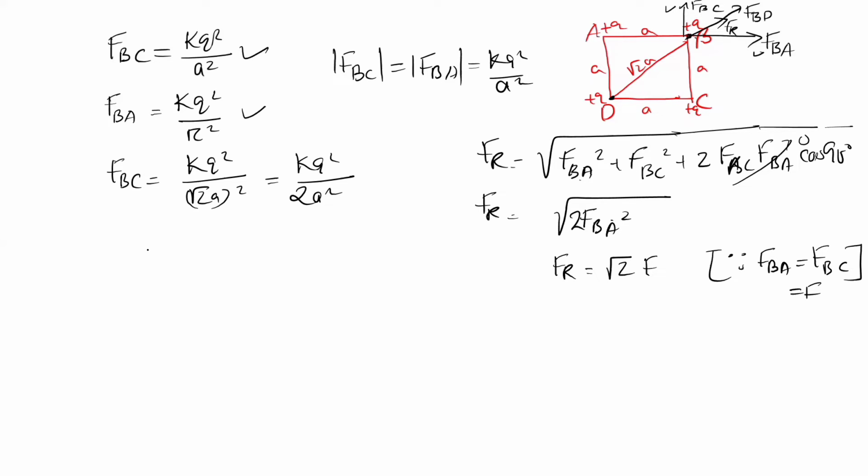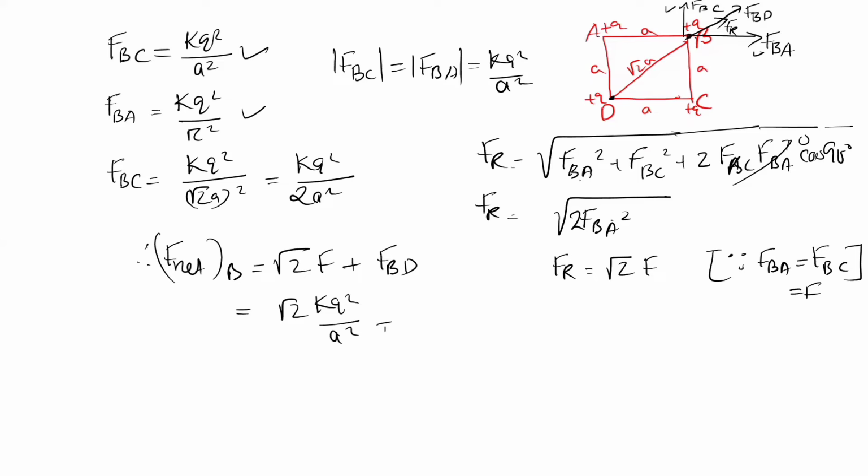Clear? Now you will write the net force, F net, at the point B. It is the sum of the resultant force Fr plus the force on B due to the charge at D. So it is root 2 F. What is the magnitude of this force? It's kq square by a square. And here you have this value to be kq square by 2a square.